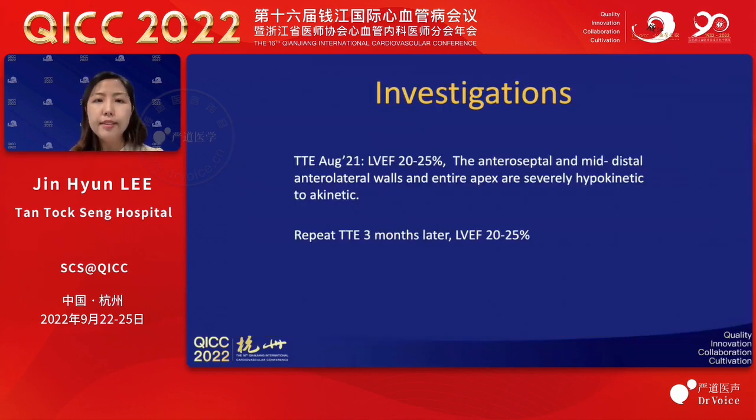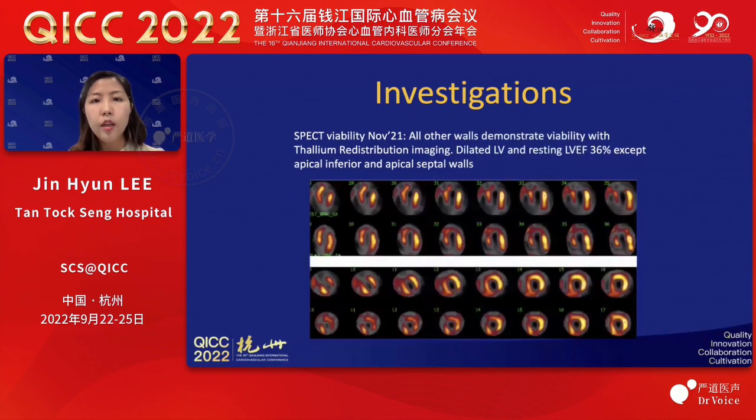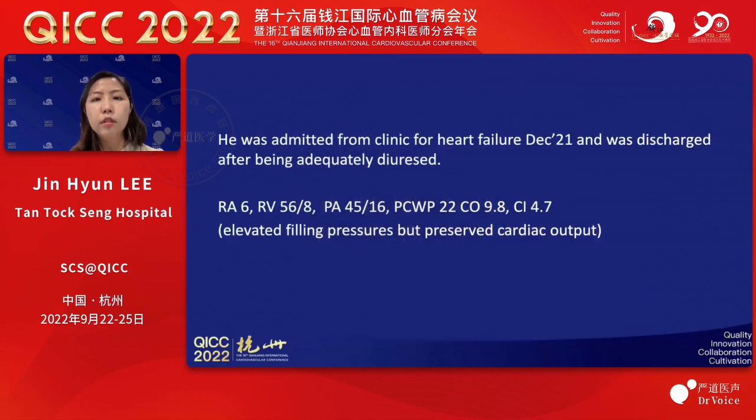So post ACS, echo was done showing EF of 20 to 25%. He was put on tablets and repeated echo again 3 months later, which was still 20 to 25. And this is the viability. Most of the segments were viable except for the apical inferior and apical septal walls.